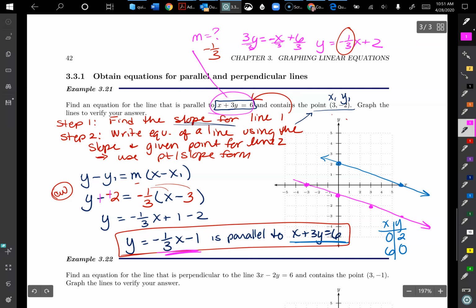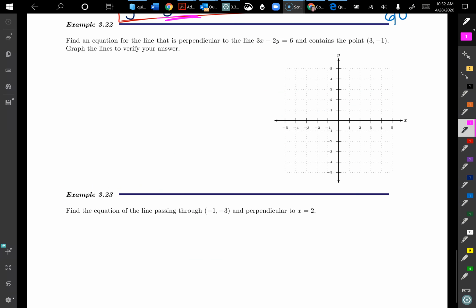Connect those. And in a perfect world, those would be parallel and never meet. So we can verify our answer. For the next problem, we have example 3.22.